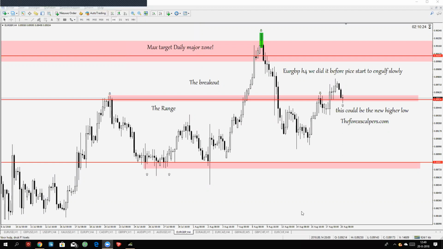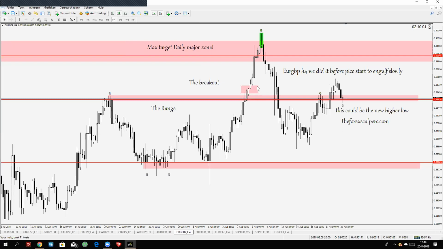I'm going to give a little explanation about what I mapped out here. The Euro GBP on the 4 hour. I did a video about a week ago or so where I did the breakout. I did the breakout from this point. We can all remember that, I think, from this point.